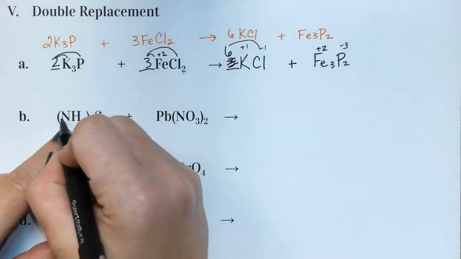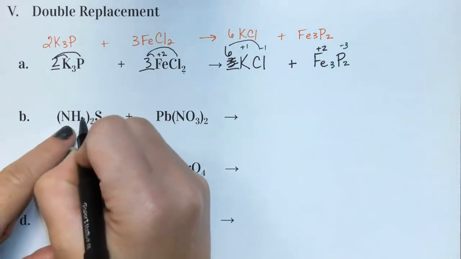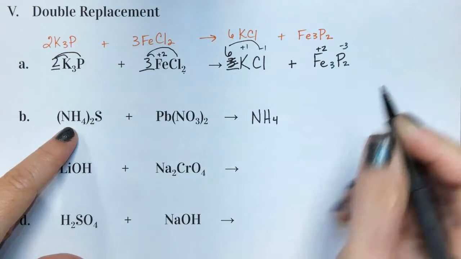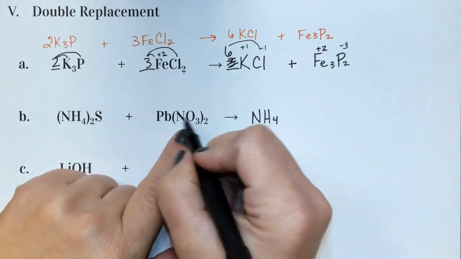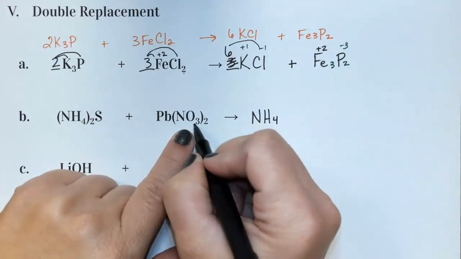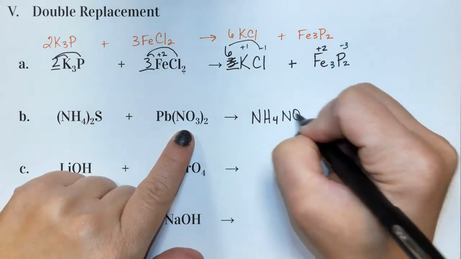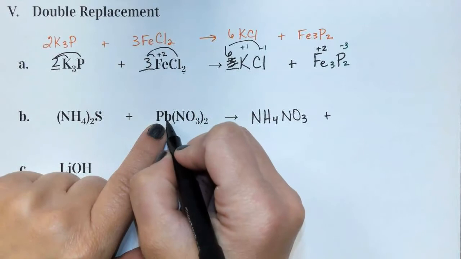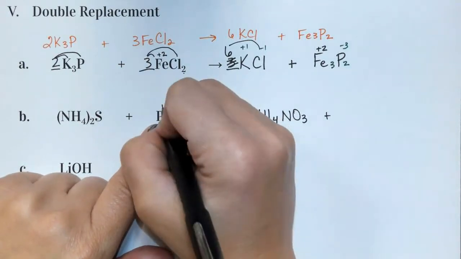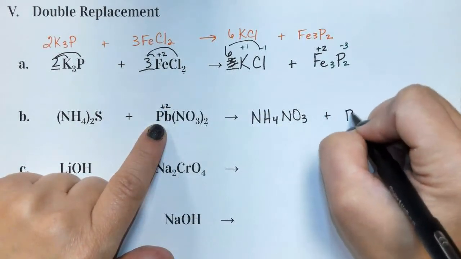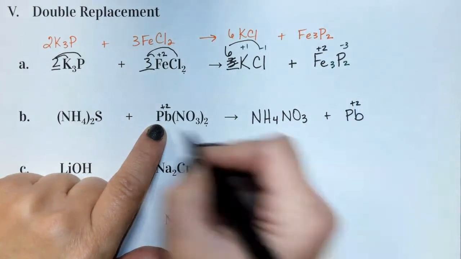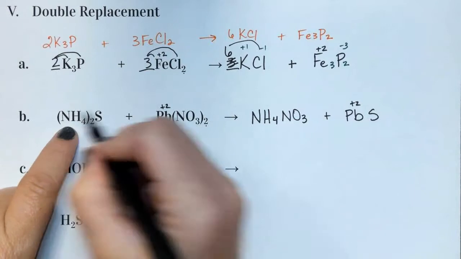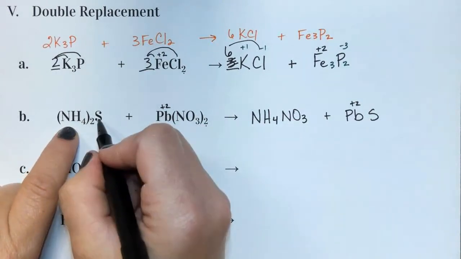We'll take the first, which is ammonium, everything in the parentheses, put it with the last, which is nitrate, also just everything in the parentheses, plus third, which is lead, and this tells me it is lead +2, so it is Pb +2, and then second is sulfide. First and last, third and second.